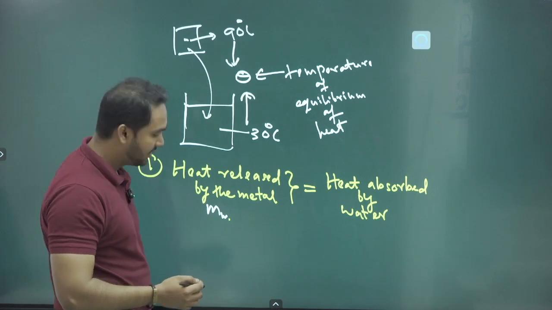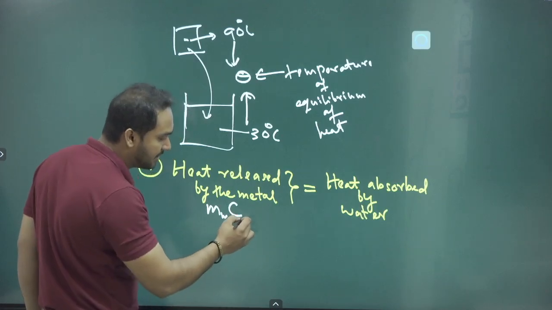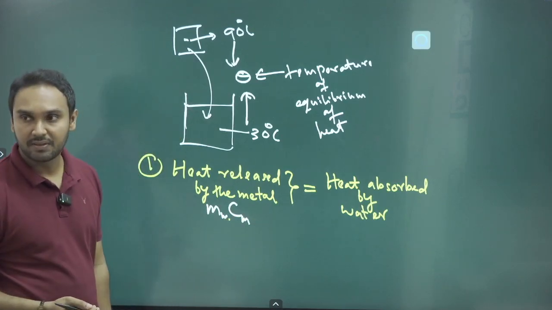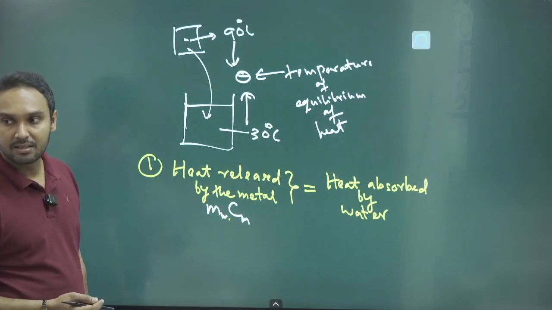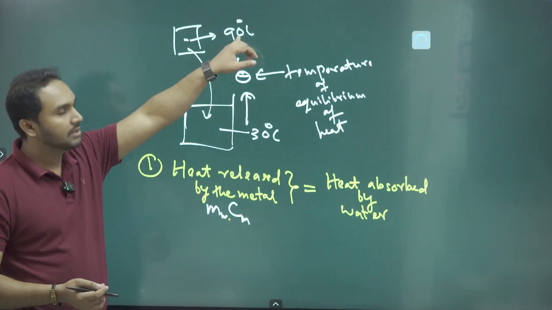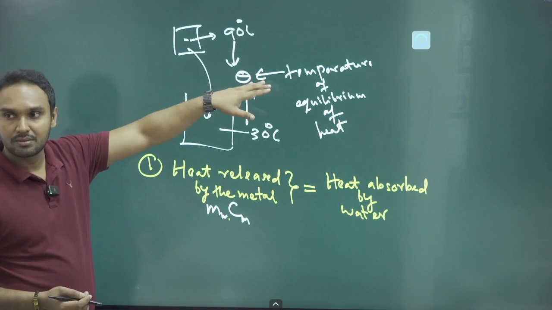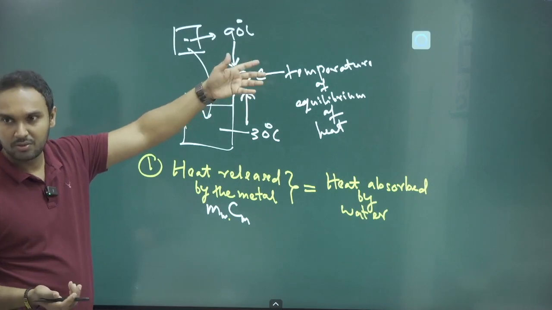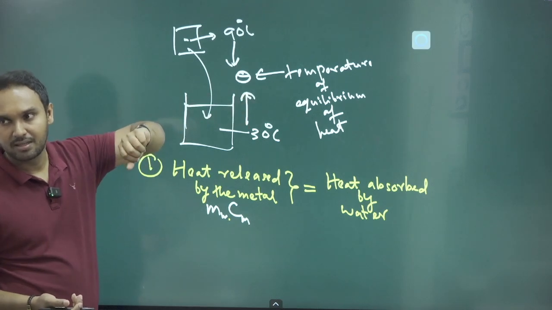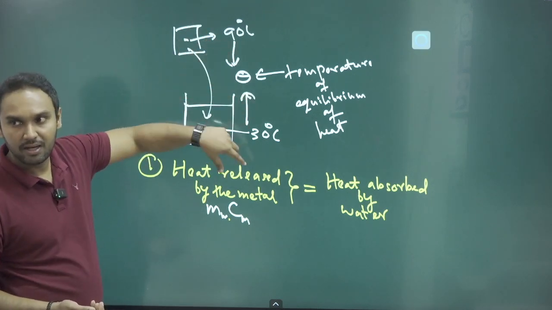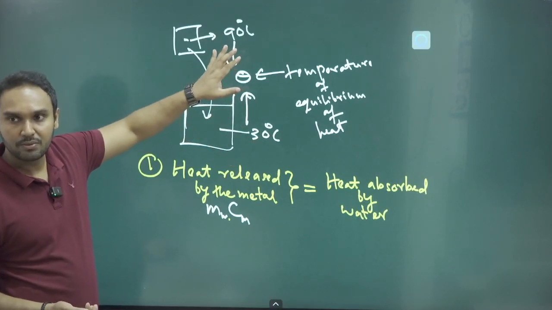Listen, before you're writing, listen. The mass of metal is mm, and the specific heat capacity of metal is cm. Now, what is the temperature difference that occurred when they are passing the heat? It is 90 to theta. You don't know the theta, but 90 to theta is the temperature difference. To find theta, you can add the 90 and 30 values together and divide it by 2 to get the theta value.